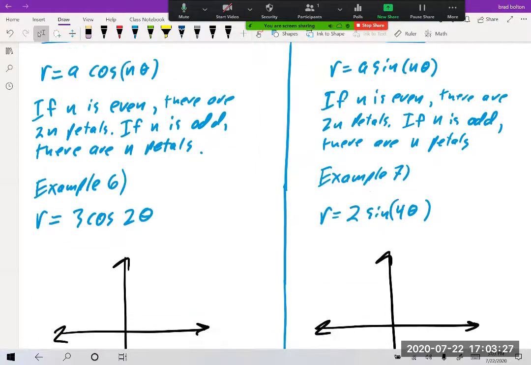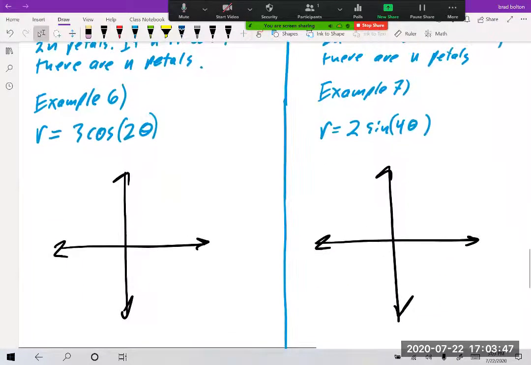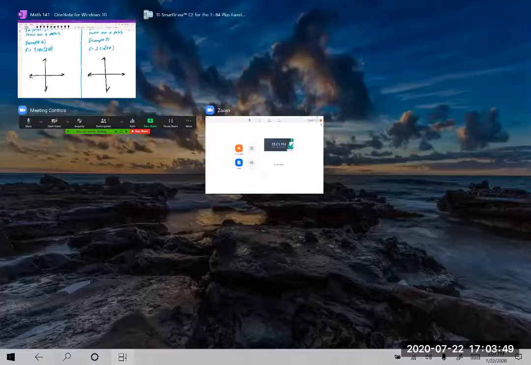So if you have r equals a cosine of n theta, and n is an even number, then you're going to have 2n petals. If n is an odd number, then there will just be n petals. So in this case, n is even, so we're going to have 2n petals, okay? In this case, 2 times 2 is 4. So this rose will have 4 petals, but we're just going to graph it just in case.